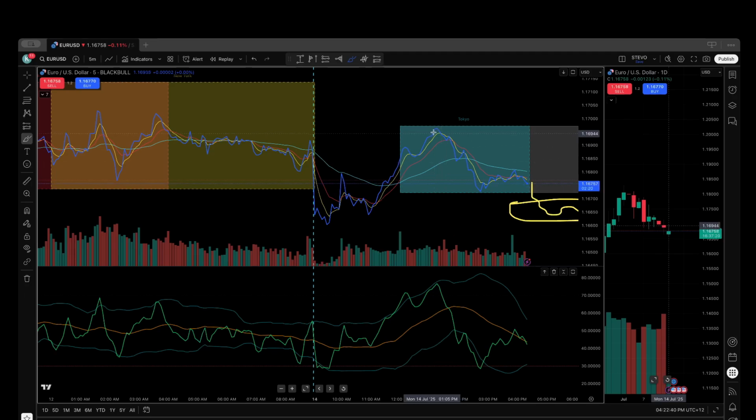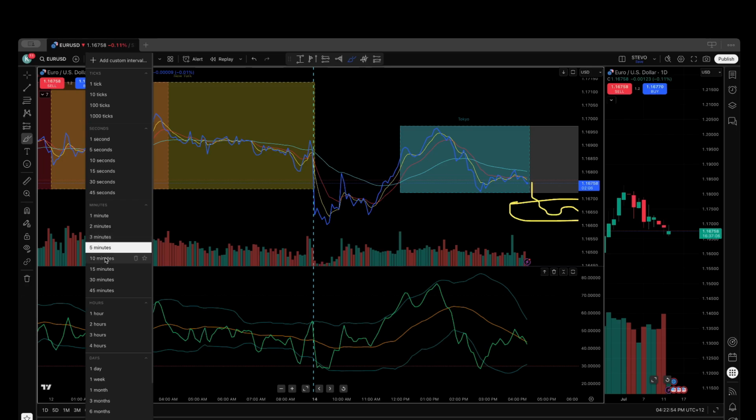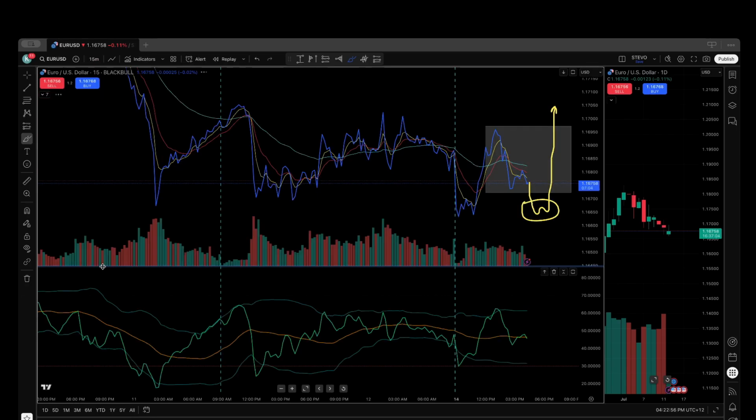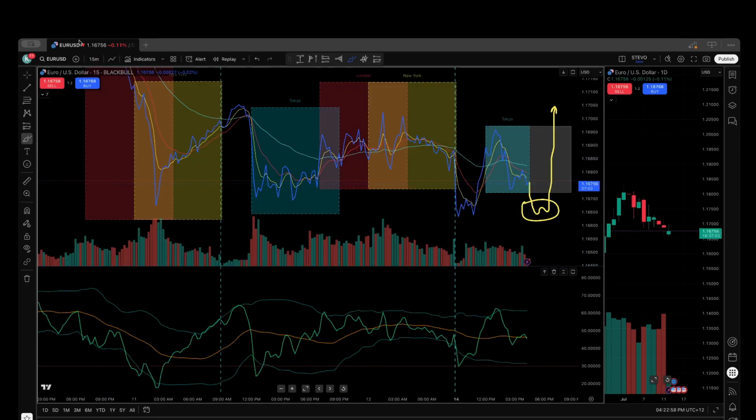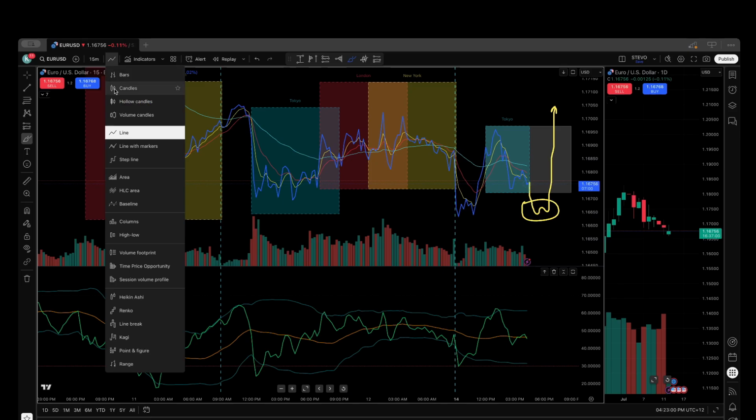So yes, sometimes it's easy to see an M pattern, for example, when you have a higher resolution. Sometimes it's easy to see the W patterns when you have a smaller time frame. So that's what I kind of do. I'll just go back to a 15-minute chart. We'll go back to candles.